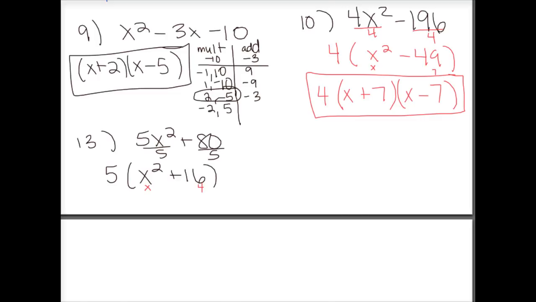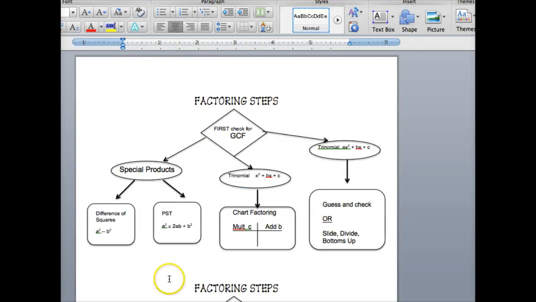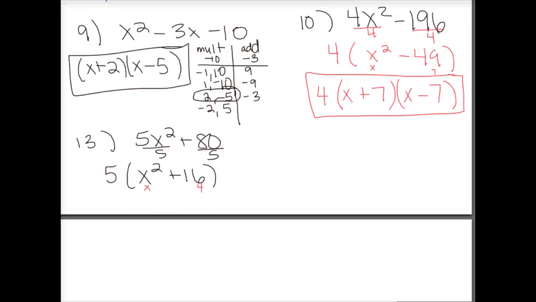There's no such thing on our chart as a sum of squares, just difference of squares. And look at the format, a squared minus b squared. So the x squared plus 16 does not factor any further, which means this is another one, just like number 6 was, where GCF is the only type of factoring that you can do.